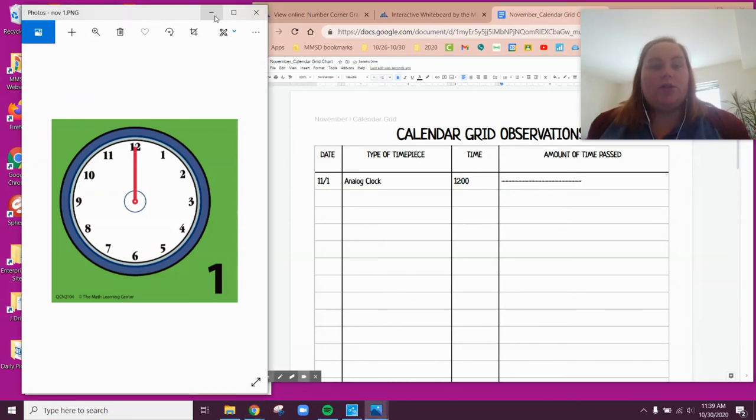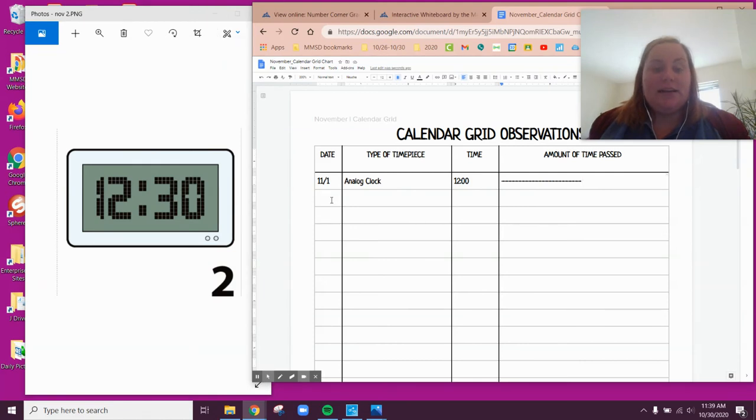So now we're going to go to November 2nd. So I'm going to type 11/2 because it's November 2nd in our date. Who remembers, think in your brain, what kind of clock is this? Think about it. Some people might call it an alarm clock, but the official name is a digital clock. So I'm going to type that in. Let's see if I can make this bigger. So digital clock. So now we have to figure out what the time is.